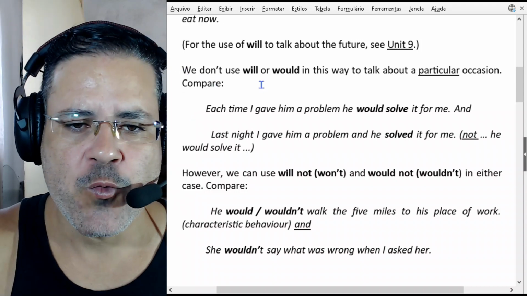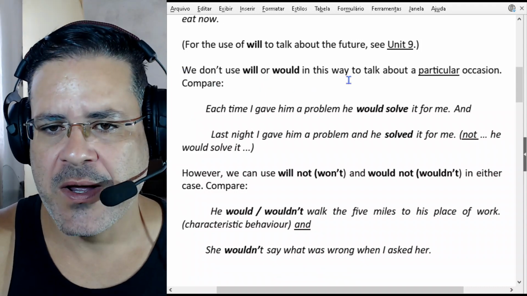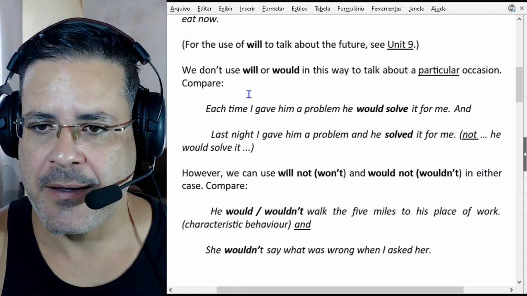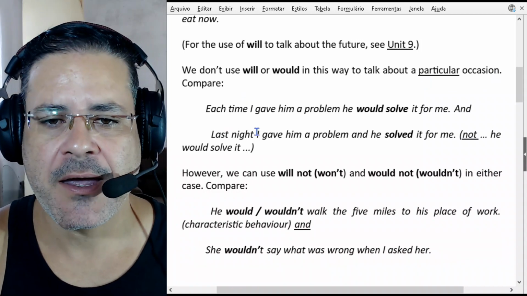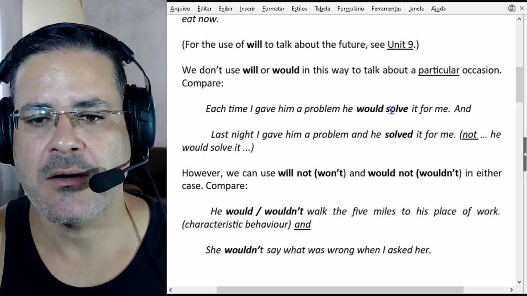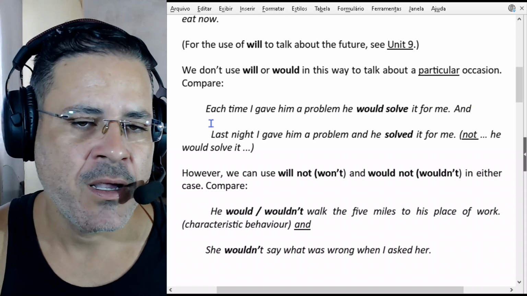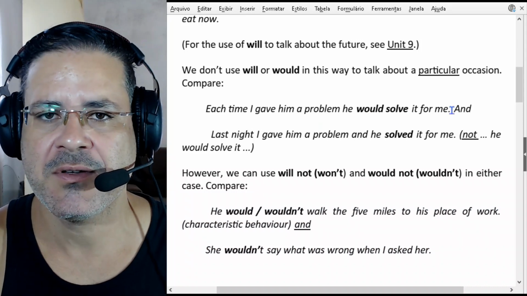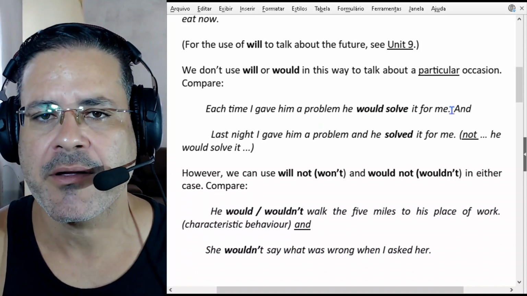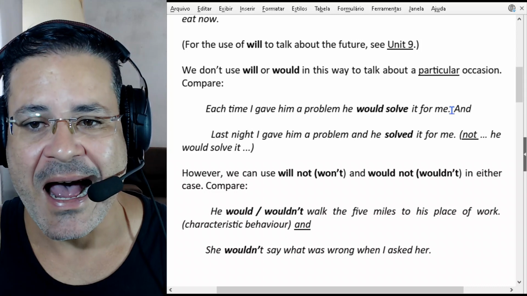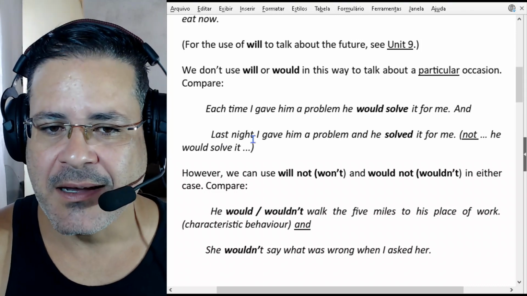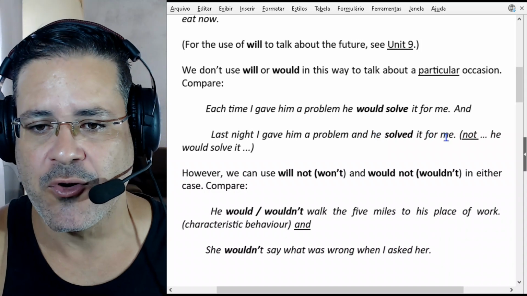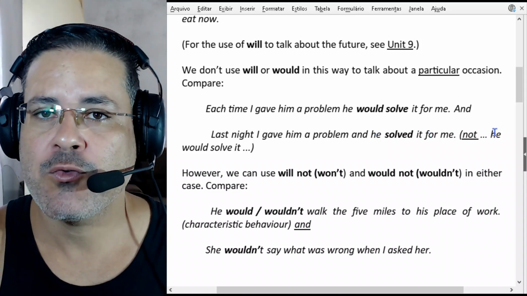We don't use will or would in this way to talk about a particular occasion. Compare. Each time I gave him a problem, he would solve it for me. So it was a habit, a characteristic behavior. And last night I gave him a problem and he solved it for me. Not he would solve it.